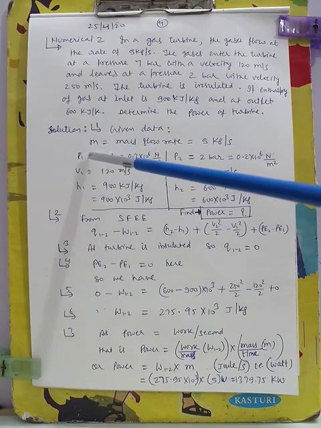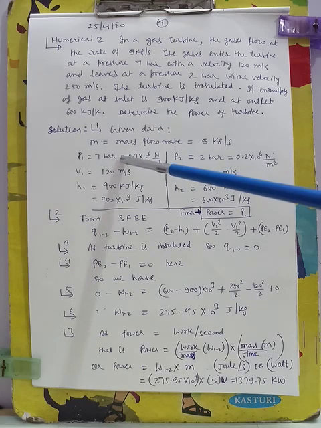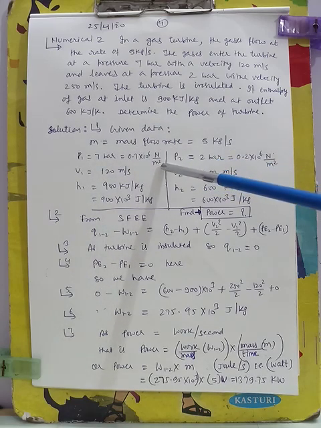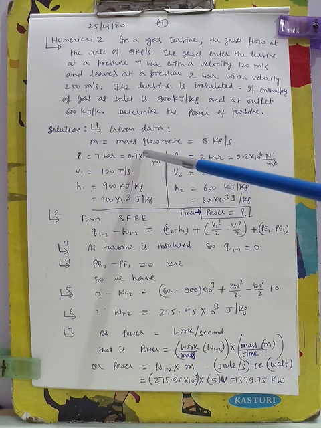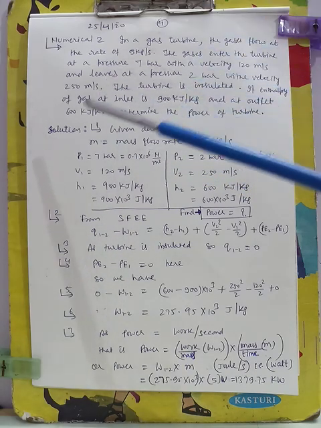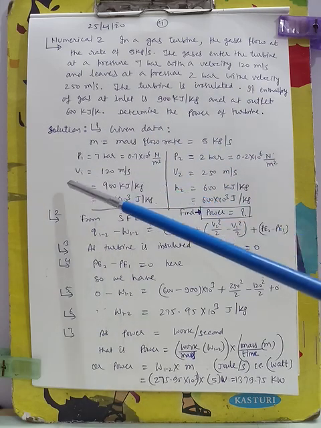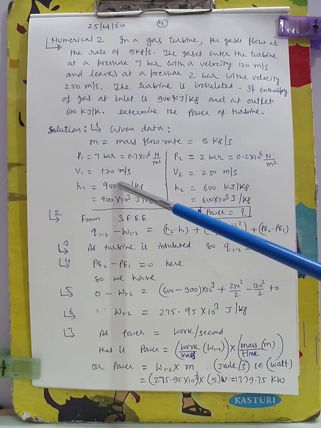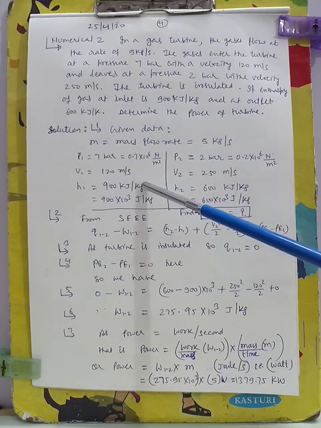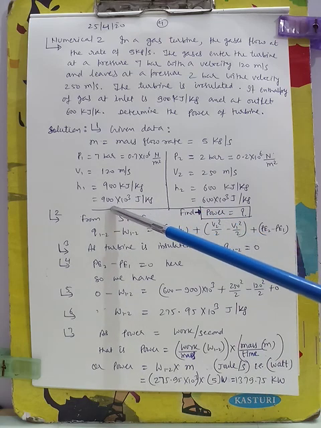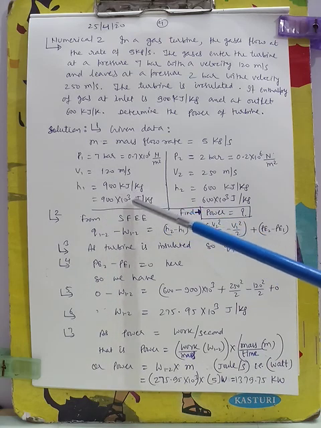And here is the inlet data. Pressure at inlet is equal to 7 bar, that we will convert into SI unit, Newton per meter square, 0.7 into 10 to the power 6 Newton per meter square. Velocity at inlet is 120 meter per second and enthalpy at the inlet is 900 kilojoule per kg. Let us convert it to joule per kg, means 900 into 10 to the power 3 joule per kg.